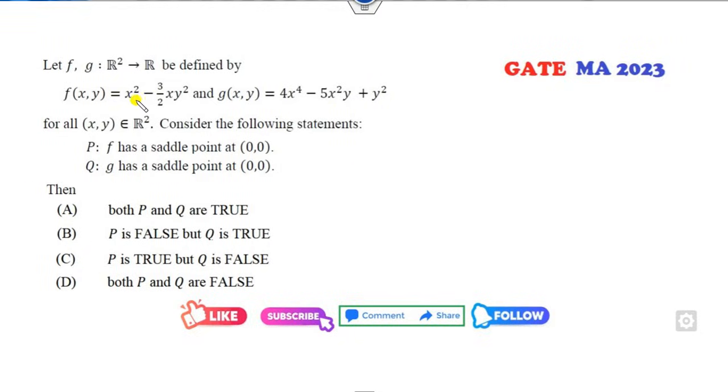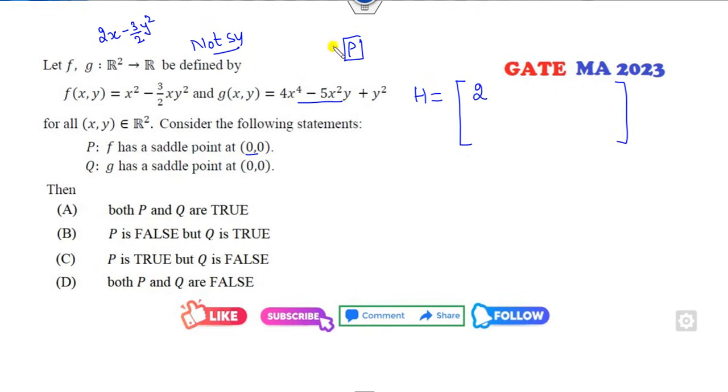Again, is it symmetric? No, it is not symmetric. The point is given to you. I can calculate the h firstly. So firstly I can calculate the h for the p. What is the second derivative of this? The first derivative will be my 2x over here. The second derivative will be my 2.